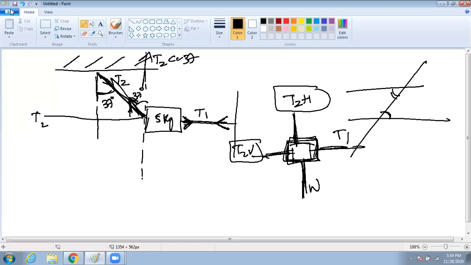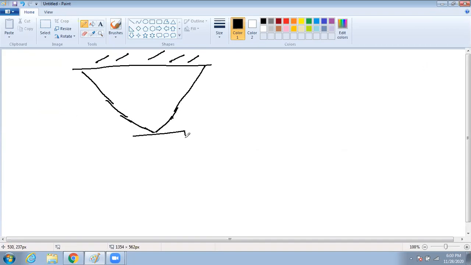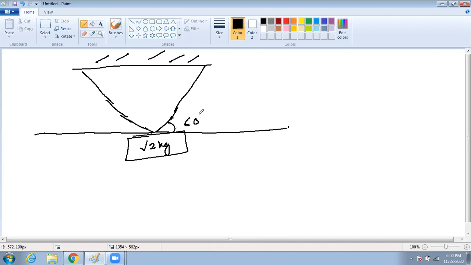Okay. So next we'll go to the next type of question. Find the tension. So this is T1, this is T2. Can you try this? Take 5 minutes and try. If you don't understand, I will explain.